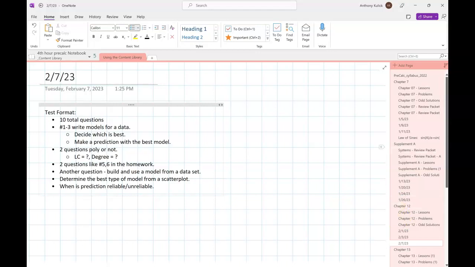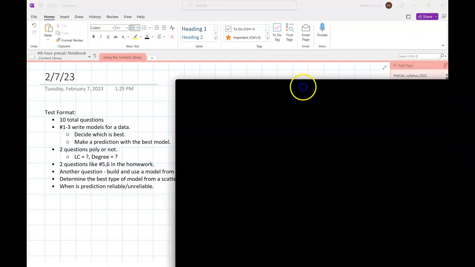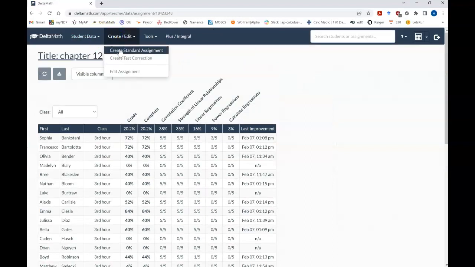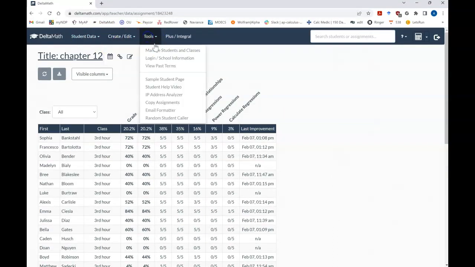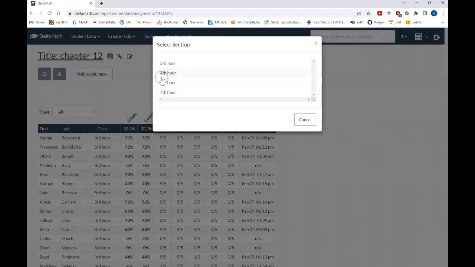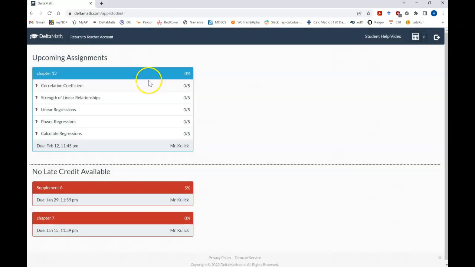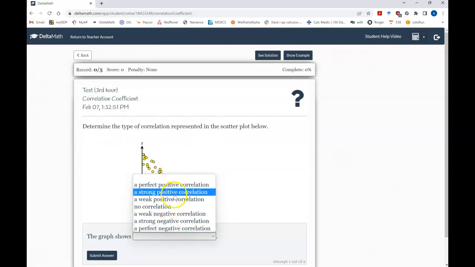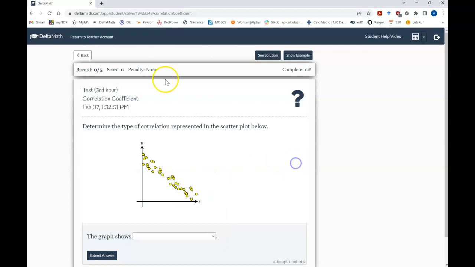Okay. The other thing that you can work on: there is no review packet for 12, but what I do have is a Delta Math for this. So the Chapter 12 Delta Math has like 5 types of questions in it. You have describe the type of correlation. There's just a drop down, right? So that's easy.